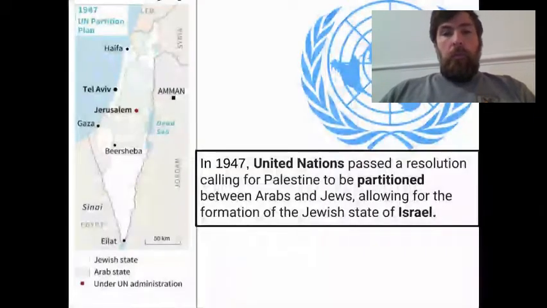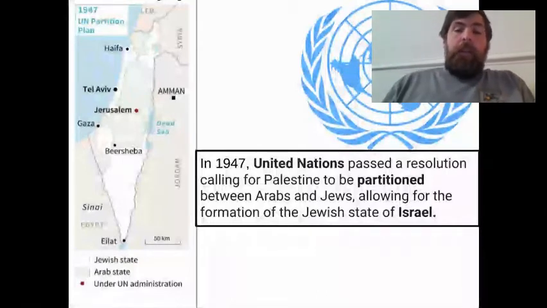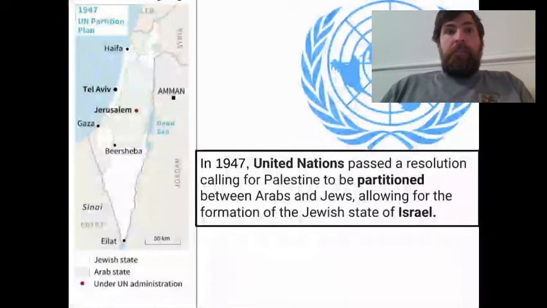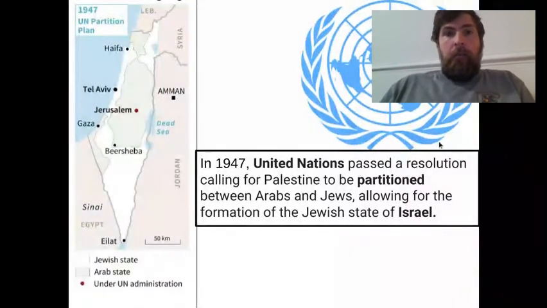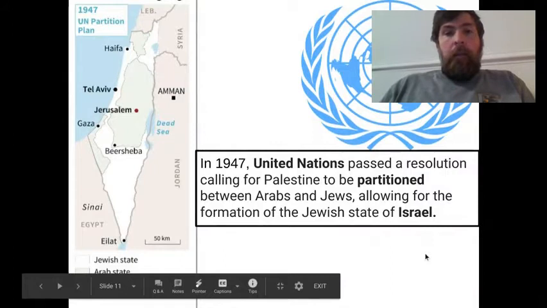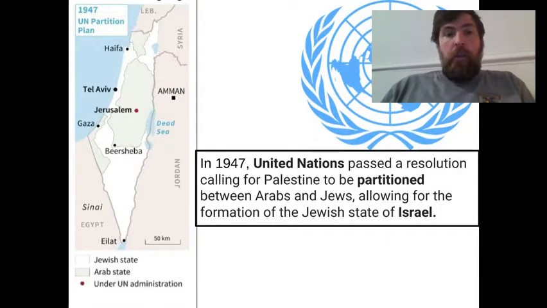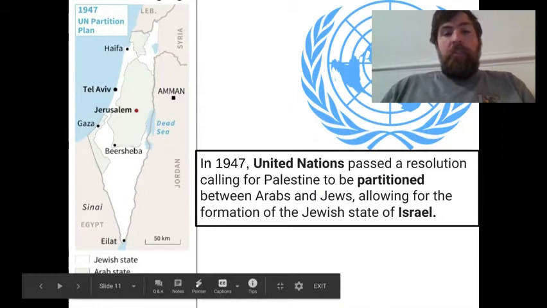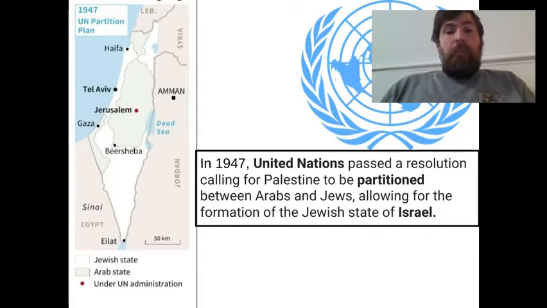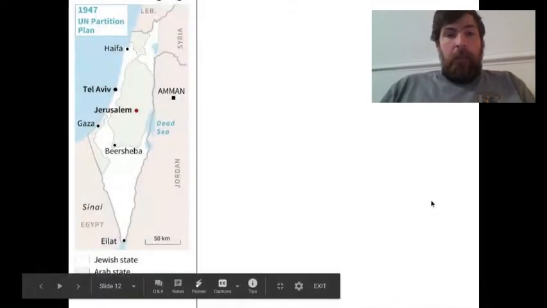After World War II, the United Nations became a thing, and the United Nations decided to give a large part of Palestine to the Jewish people who had just gone through the Holocaust and wanted their own homeland. And according to the Jewish scripture, this part of the world was promised to the Jewish people by God. So in 1947, the UN passed a resolution separating Palestine into two countries and giving part of it to the Arabs and part of it to the Jews, creating the Jewish state of Israel. In 1947, the borders looked like this.